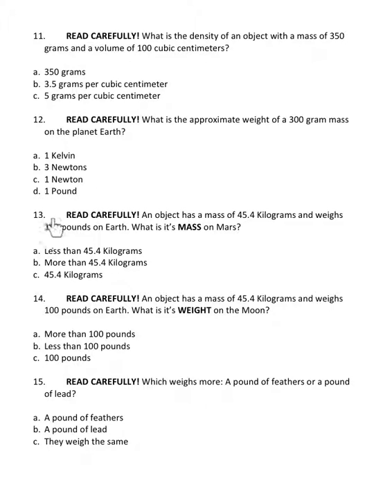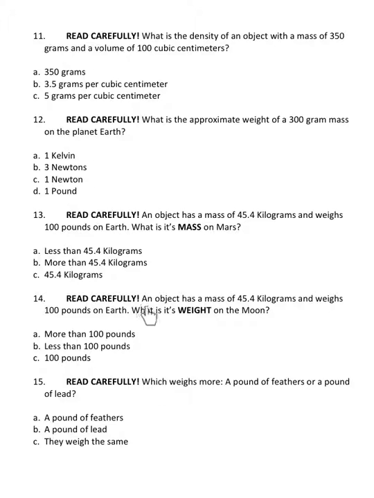Number 13. Read carefully. An object has a mass of 45.4 kilograms and weighs 100 pounds on Earth. What is its mass on Mars? A. Less than 45.4 kilograms. B. More than 45.4 kilograms. C. 45.4 kilograms.